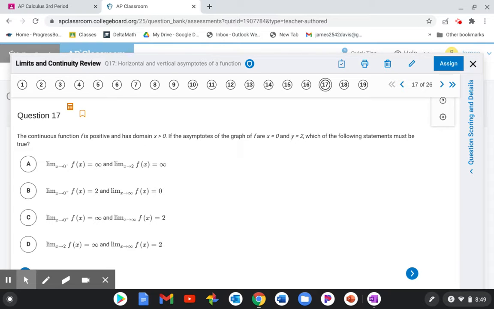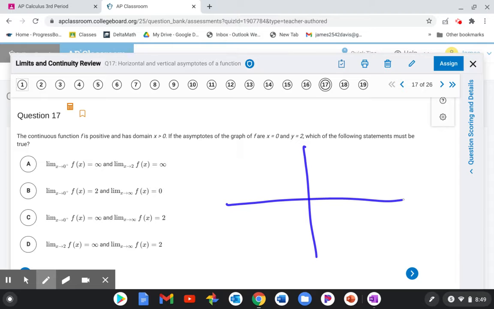All right, number 17. So the continuous function f is positive and has a domain that is greater than 0. If the asymptotes of the graph are at x equals 0 and y equals 2, which of the following statements must be true? All right, so if you think back to that AP handout worksheet that we did, this would be a good strategy to use for this. And I might even just draw a little axis just to help you sort of visualize what's happening here.